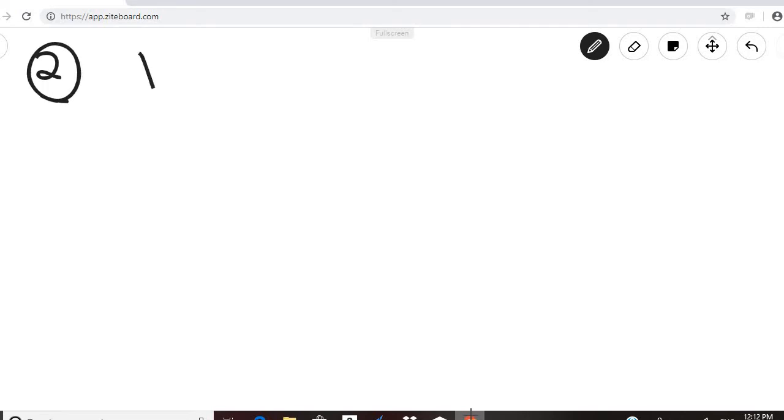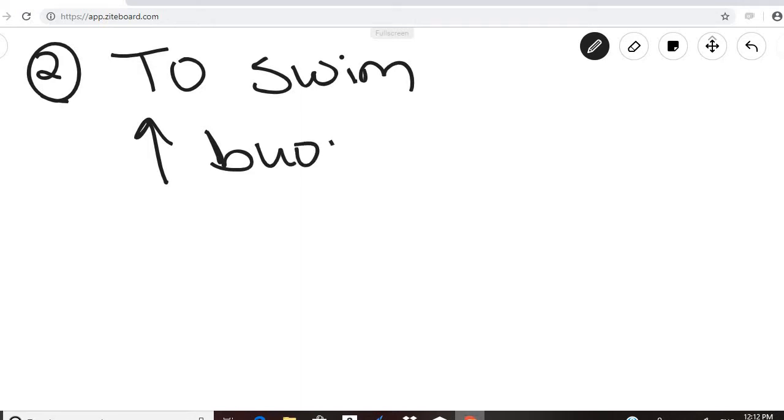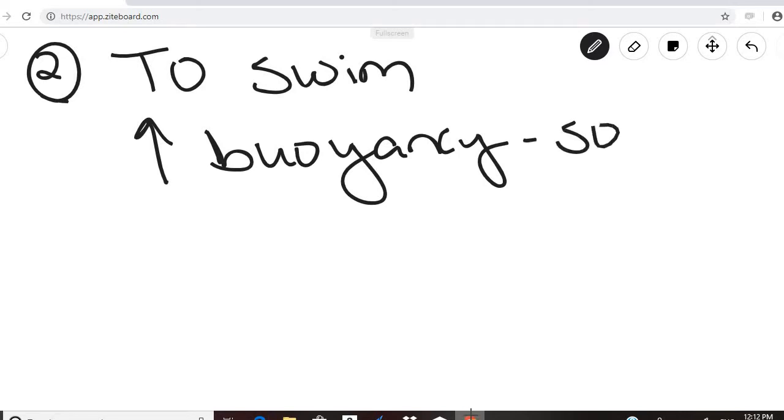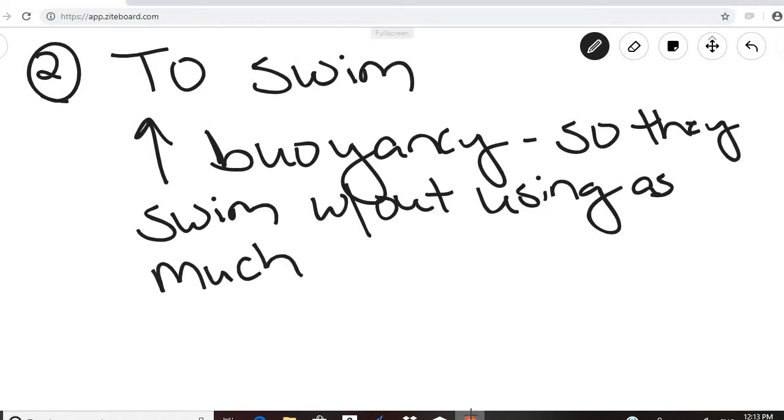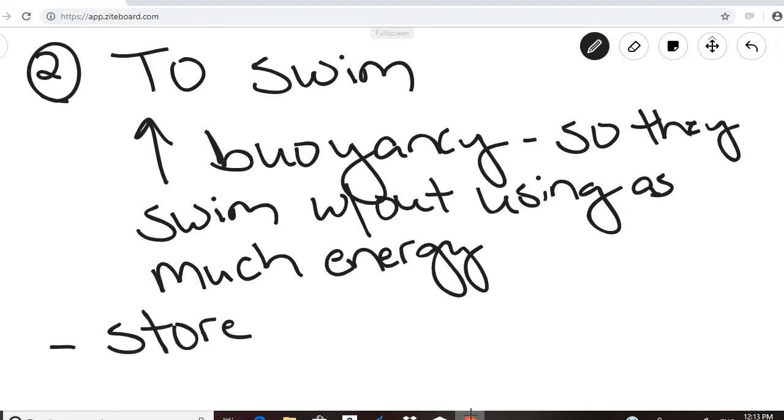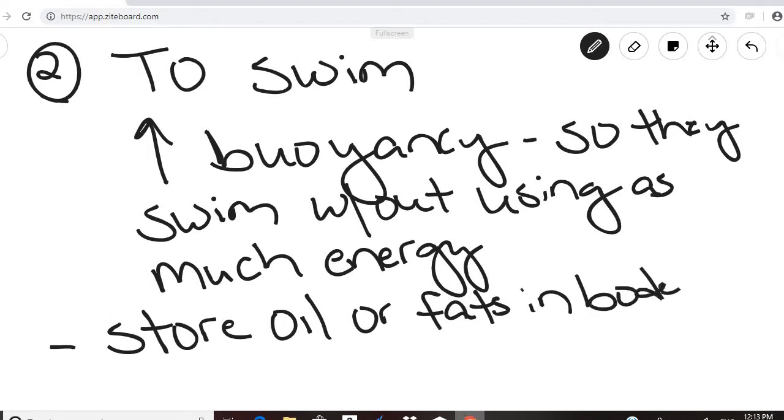A second thing that they can do is they can do things to help them swim better. So if they increase their buoyancy, they don't have to swim so hard to stay within the area, so they don't have to expend as much energy. So what are some ways that they do this? One way is that some of the organisms can store oil or fats in their body. So they'll actually have an oil drop that they store in their body, often in the liver.